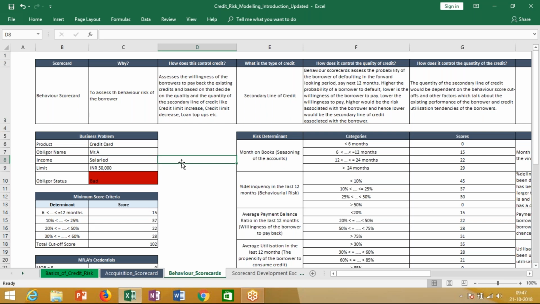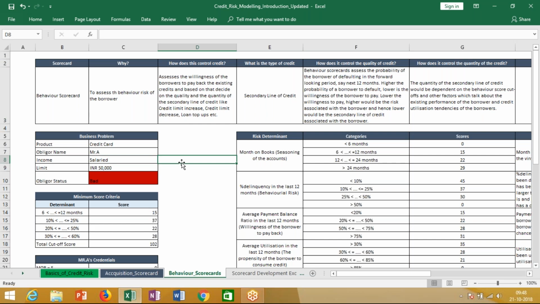So we will be talking about the behavior scorecards. One thing we have seen is that acquisition scorecards are used for acquiring customers on the books of the bank. But now, let's say there is a borrower who has already been acquired on the books of the bank. Then what? Once a borrower has been acquired on the books of the bank, what do you do after that? From here, what we have is a scorecard which is a behavior scorecard. That is where the role of a behavior scorecard comes in.